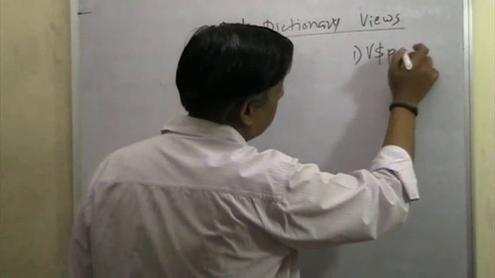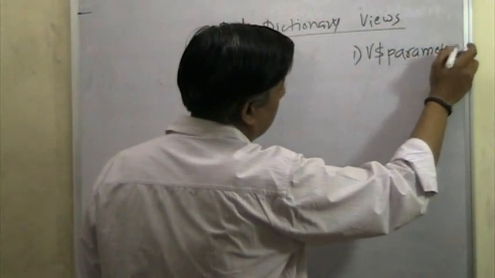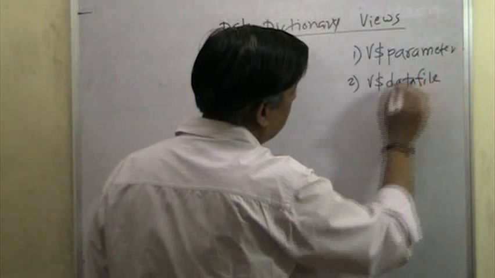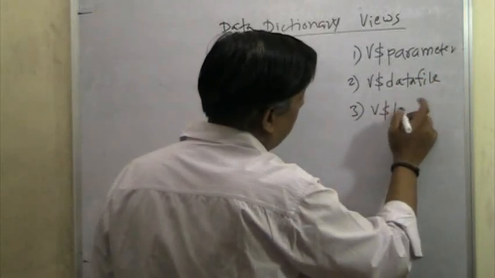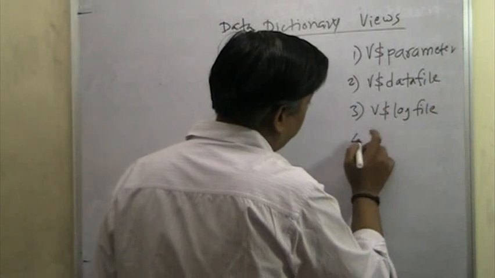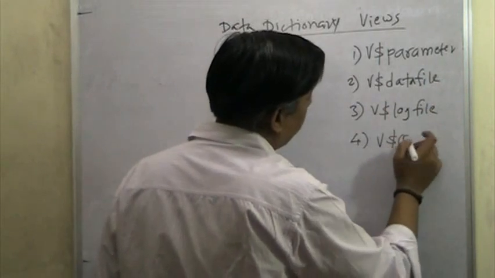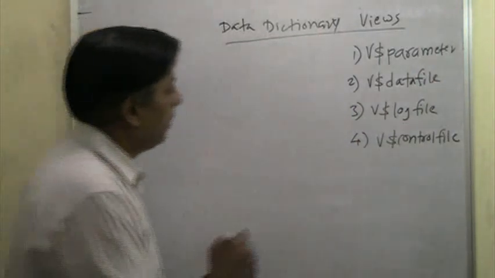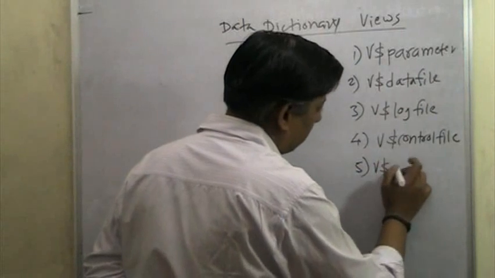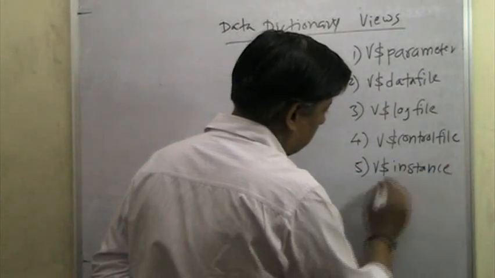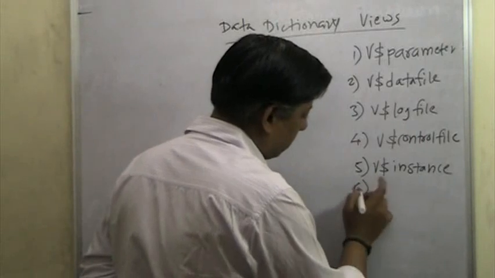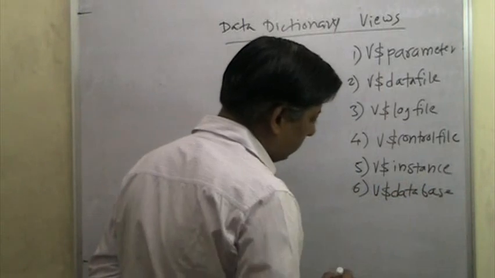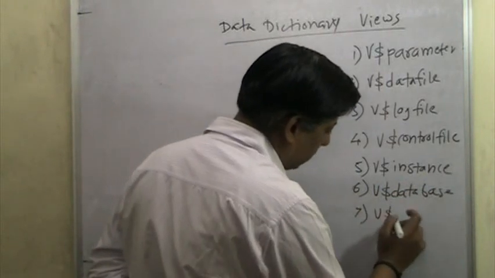V$PARAMETER, then V$DATAFILE, third is V$LOGFILE, fourth is V$CONTROLFILE, then the fifth is V$INSTANCE, the sixth is V$DATABASE, and I think we have already seen V$SESSION here.